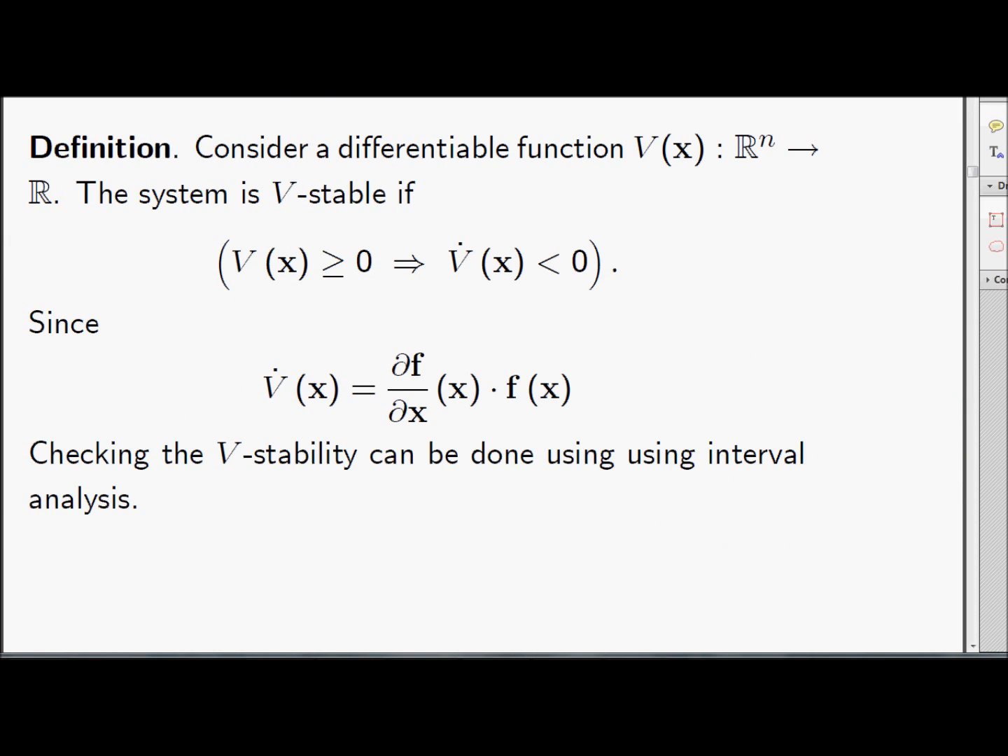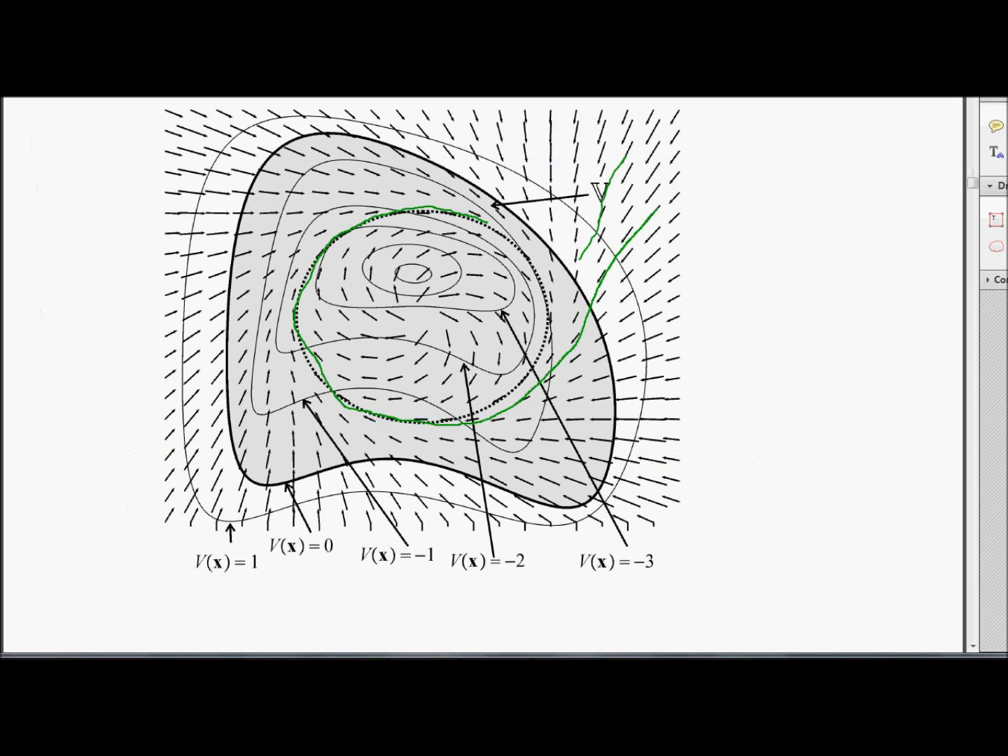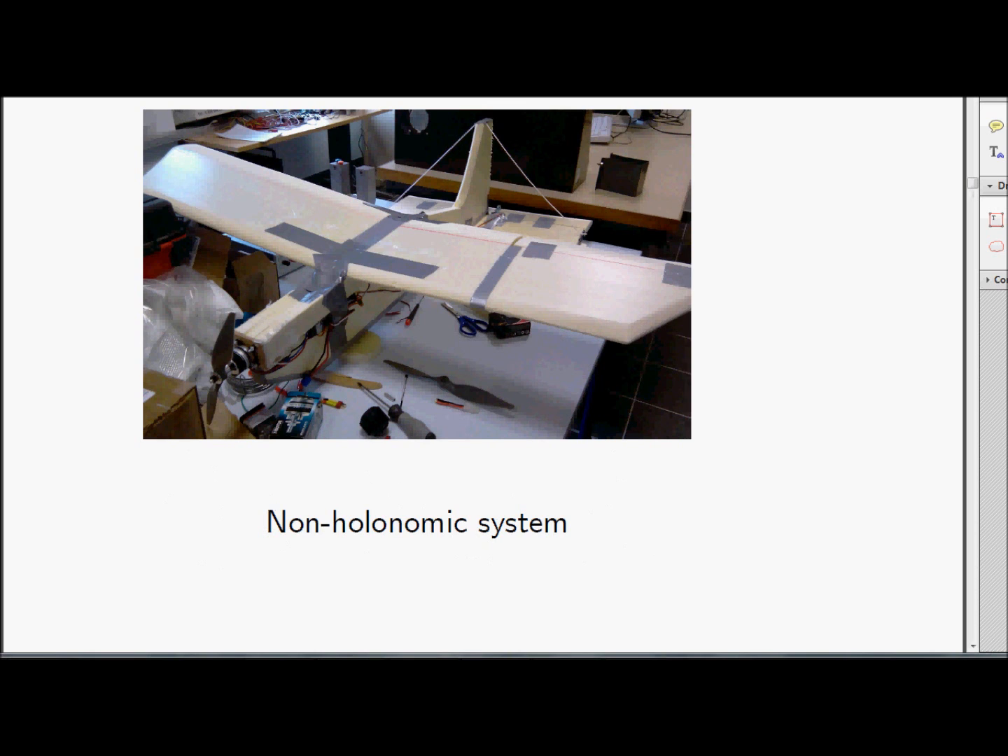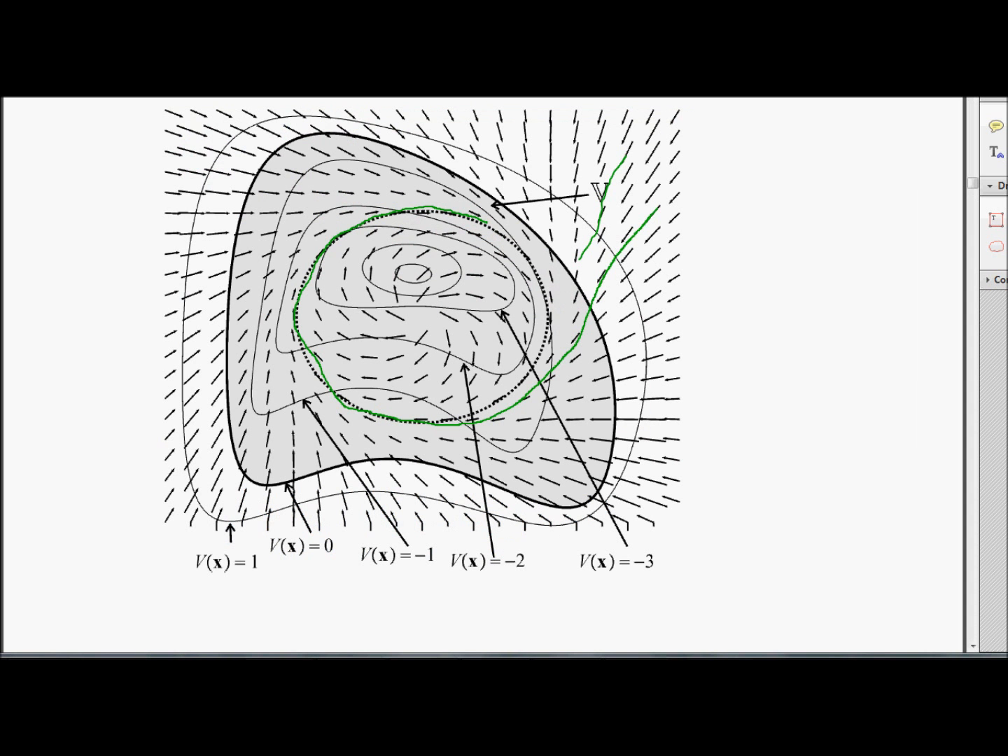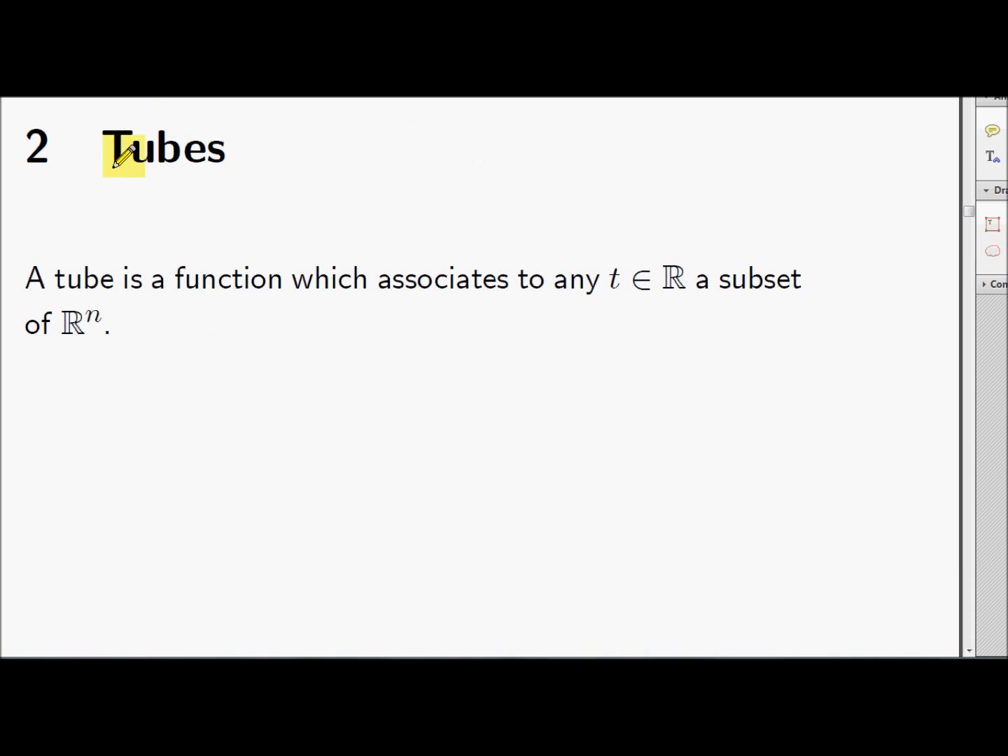Okay? So in fact, with this theorem, I can transform the V-stability problem into a set of inequalities. Here I have a picture that I explained before, and I am able to prove with this tool that a set described by inequalities is a capture set. Now I will try to extend the notion of capture set to capture tube.